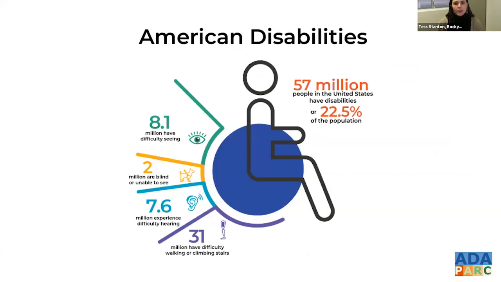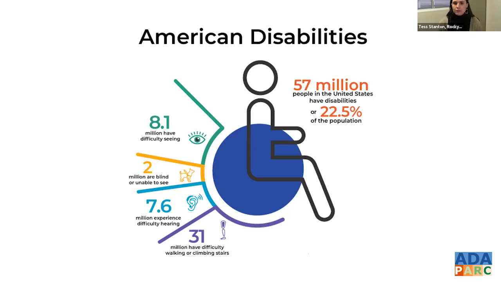So just a little overview of the prevalence of disability in America. It's estimated that about 57 million people in the United States have disabilities, which equates to about 22.5% of the population. To break those numbers down a little further, 8.1 million people have difficulty seeing, 2 million people are blind or unable to see, 7.6 million people experience difficulty hearing, 31 million people have difficulty walking or climbing stairs.